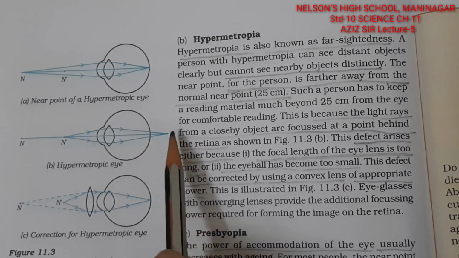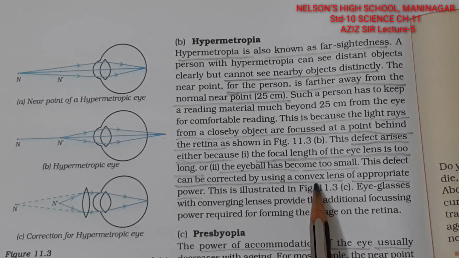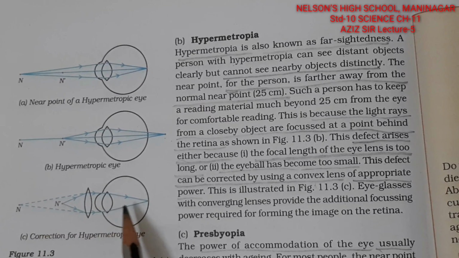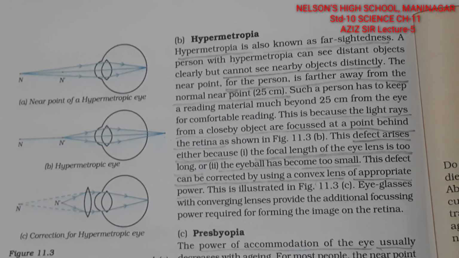How can it be corrected? It can be corrected by using a convex lens. This is a diagram for the convex lens. You may see that the convex lens makes the image form correctly on the retina.